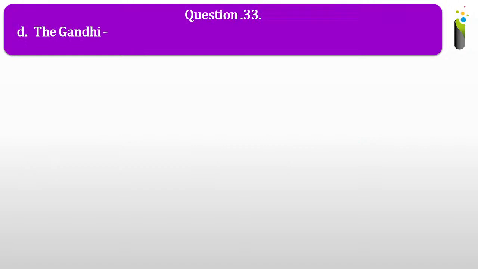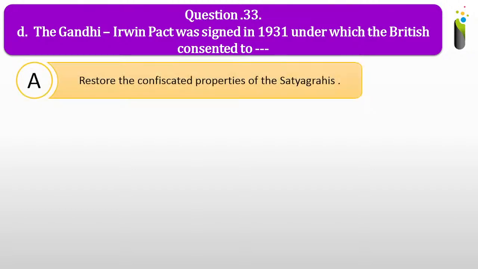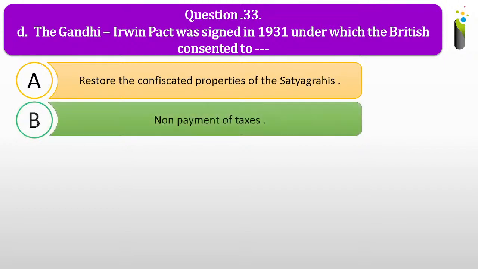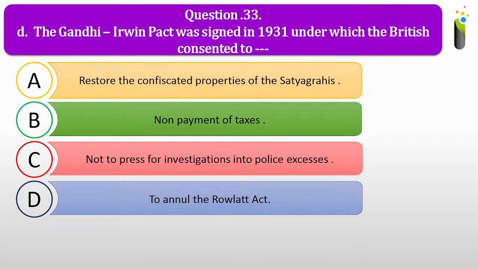Okay. Next question. The Gandhi-Irwin Pact was signed in 1931, under which the British consented to dash. A. Restore the confiscated properties of the Satyagrahis. B. Non-payment of the taxes. C. Not to press for investigations into police excesses. D. To annul the Rowlatt Act.